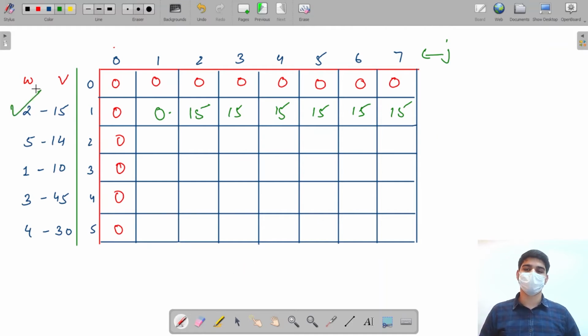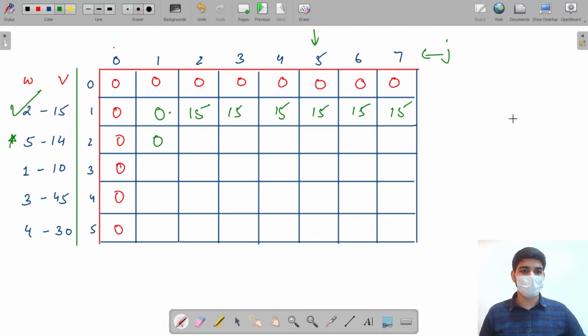This is done. Now we would process this element, which is having a weight of 5 and value of 14. Right? Now, as it has a weight of 5, it can only be included after this point. Up till this point, it has to be excluded always. Right? That means at this position, when the capacity is 1, if excluded, it would get maximum value of 0. If excluded, it would get a maximum value of 15.